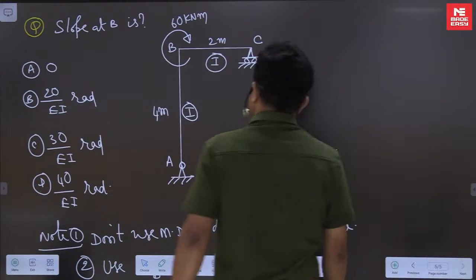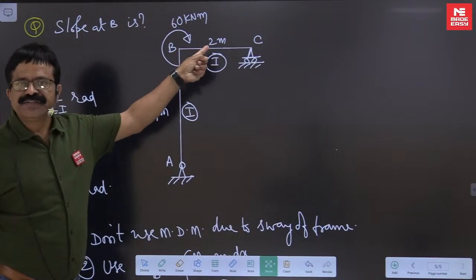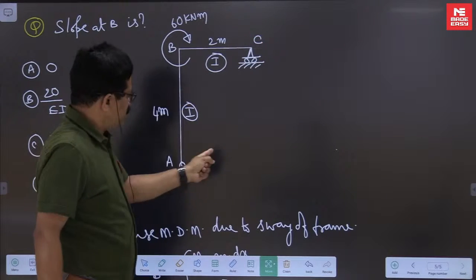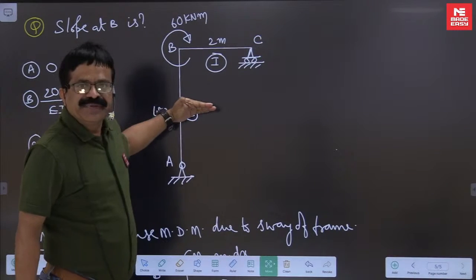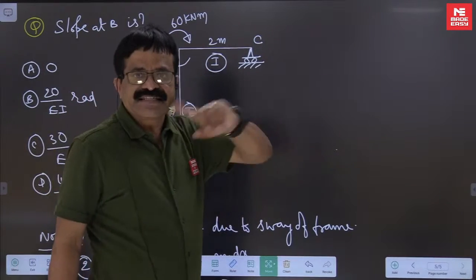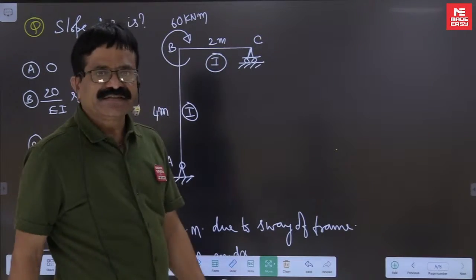5-10 seconds time if you want it, apply 60 kilonewton meter. Due to 60, anti-clockwise couple will develop, reaction is 0. That means bending moment is 0 in this member. Then who will take 60? BC member only will take.